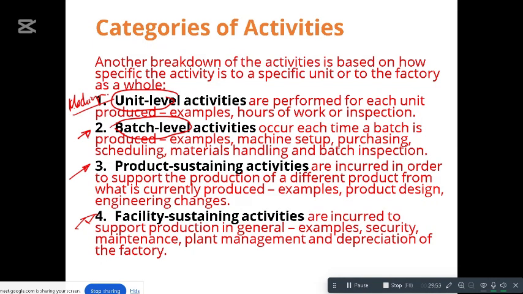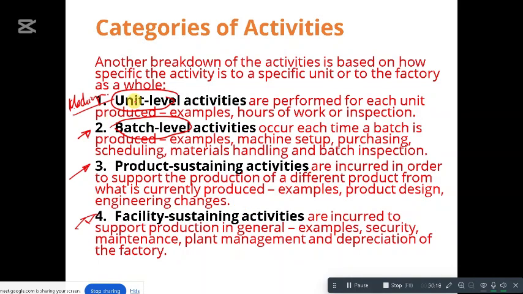Facility sustaining means it's not really connected to the production, like say general purpose electricity, security, administration related activities, accounting activities, running a cafeteria, running a canteen in your factory. These are not connected to production. These are known as providing additional services, additional facilities for production. So you call it facility sustaining activities.